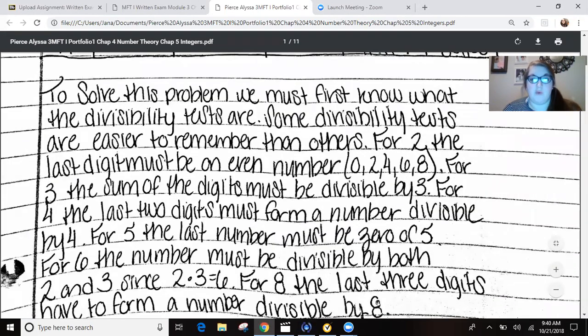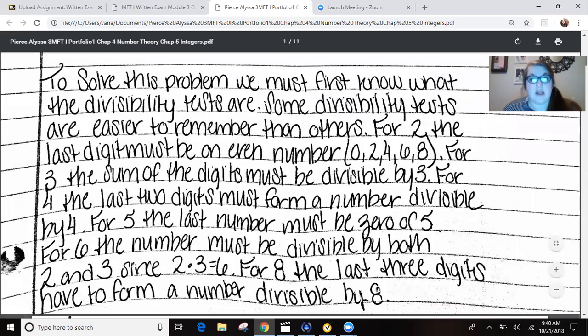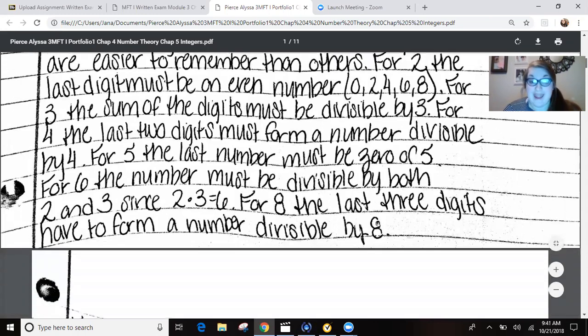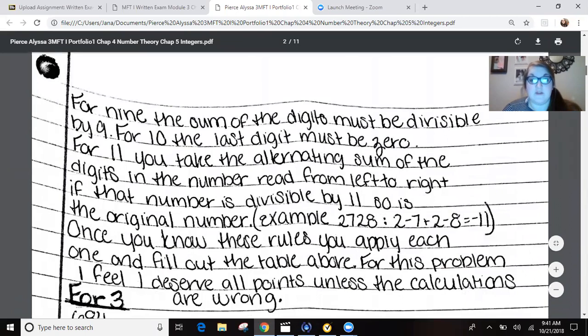So to solve this problem, we must first know what the divisibility tests are. Some divisibility tests are easier to remember than others. For 2, the last digit must be an even number, 0, 2, 4, 6, or 8. For 3, the sum of the digits must be divisible by 3. For 4, the last 2 digits must form a number divisible by 4. For 5, the last number must be 0 or 5. For 6, the number must be divisible by both 2 and 3, since 2 times 3 equals 6. For 8, the last 3 digits have to form a number divisible by 8. For 9, the sum of the digits must be divisible by 9. For 10, the last digit must be 0.